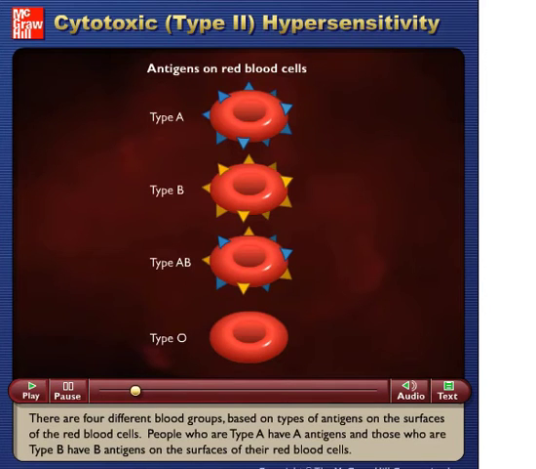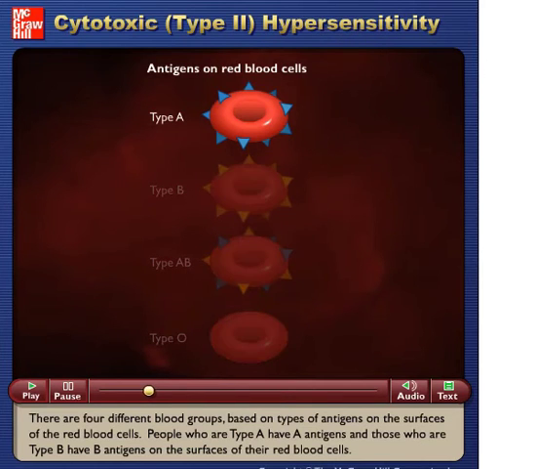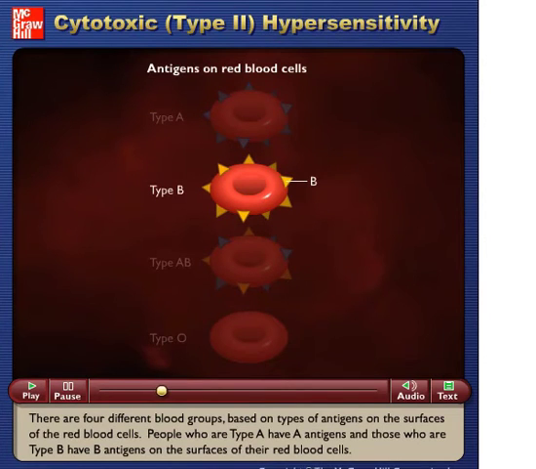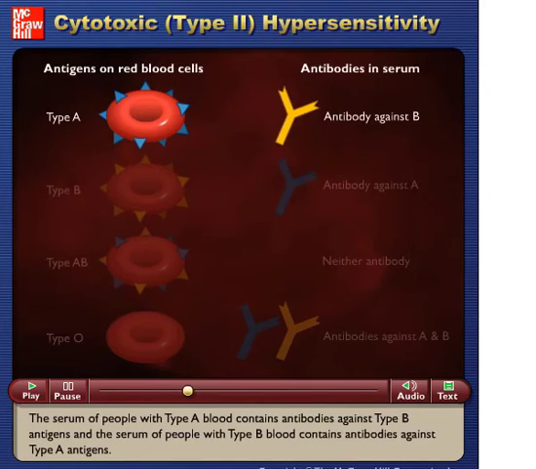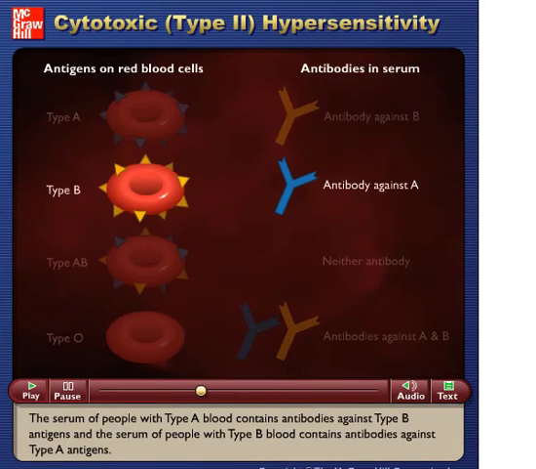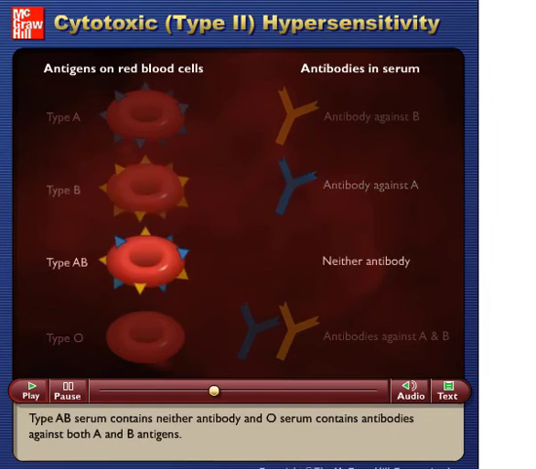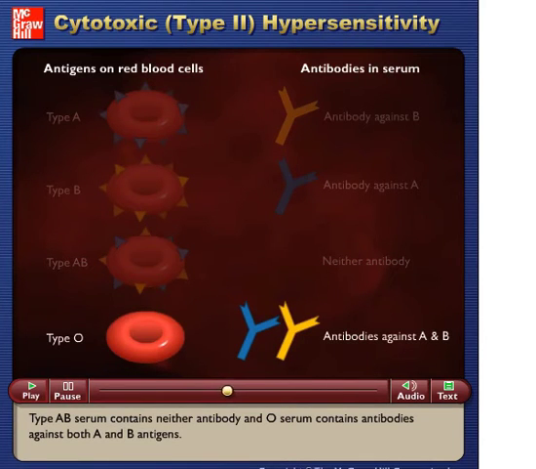There are 4 different blood groups based on types of antigens on the surfaces of the red blood cells. People who are type A have A antigens, and those who are type B have B antigens on the surfaces of their red blood cells. Persons who are type AB have both A and B antigens, and those who are type O have neither A nor B antigens. The serum of people with type A blood contains antibodies against type B antigens, and the serum of people with type B blood contains antibodies against type A antigens. Type AB serum contains neither antibody, and O serum contains antibodies against both A and B antigens.